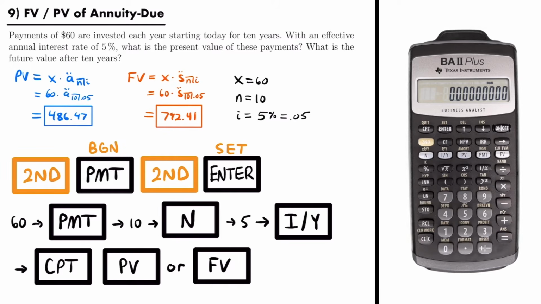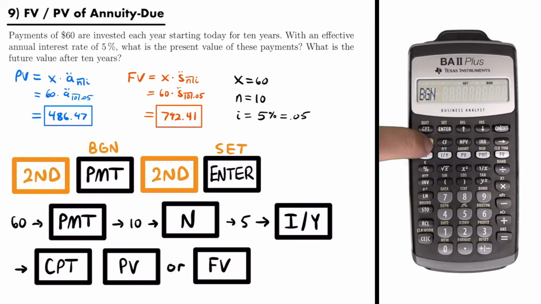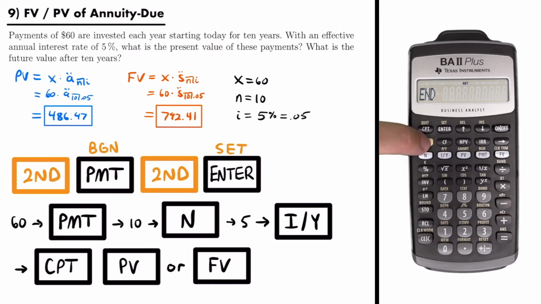Now, let's say you want to switch that back real quick. I'm going to show you how to switch it back. It's real simple. You would go through that same process. So you would hit second payment, and then you would hit second enter, and now that BGN was gone. So now we're back to the end, and now you would be good for an annuity immediate. But we don't want to do that for this example. So let's go back. Let's hit second enter again. We're back to beginning, and then second quit, and now we're ready to compute an annuity due, right?